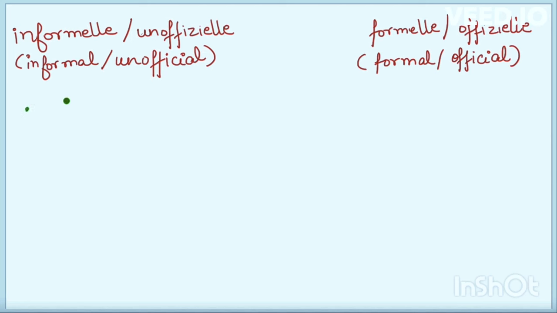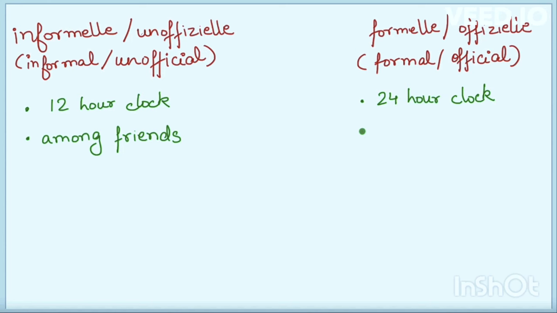So, informal takes use of the 12-hour clock, and it is used among friends. And in the formal form, the 24-hour clock is used, and it is used while talking to an older person or also in news reports. The reason for this division between informal and formal is that the German language does not use the AM or PM distinction. Therefore, the 24-hour clock is used to avoid any confusion.